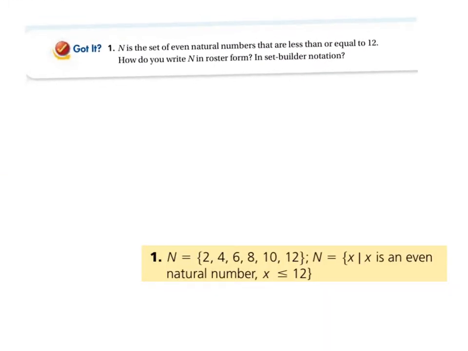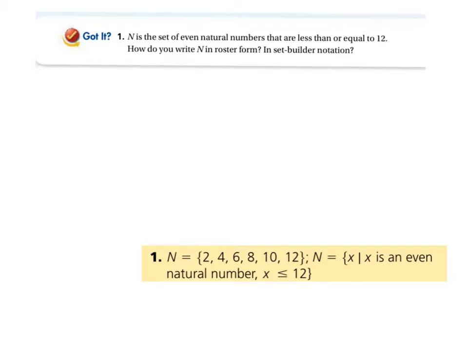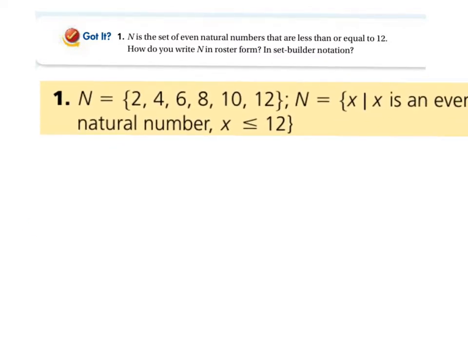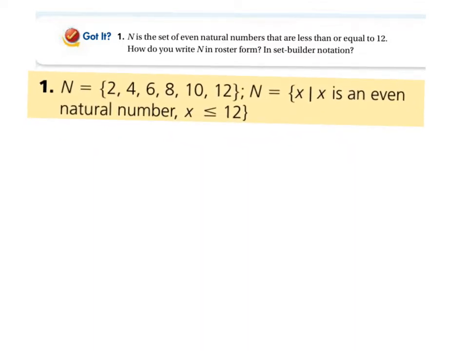So on here, N is the set of even natural numbers that are less than or equal to 12. How do you write N in roster form and in set builder notation? So roster form is listing them. N equals {2, 4, 6, 8, 10, 12}. So again, even naturals less than or equal to 12. That is roster form. Set builder notation: N equals {x such that x is an even natural number and x is less than or equal to 12}. Something to that effect, right?